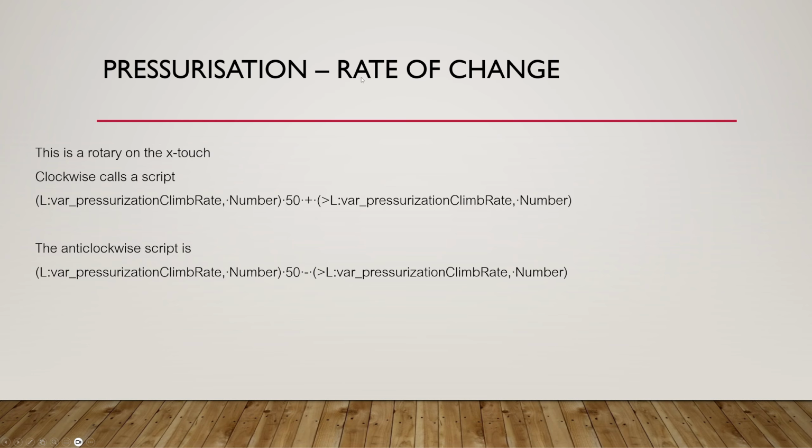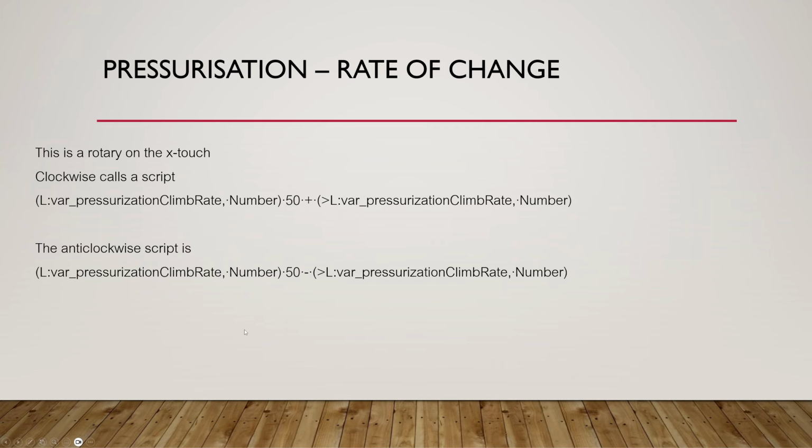The last bit is the rate of change, and we need to write a script for that. So that's what the script looks like. It reads the variable, adds 50 to it. So this is the reverse Polish notation in operation. Here's one value, here's another value, add them together and write it back in. So that's the clockwise script, and this is the anti-clockwise script.